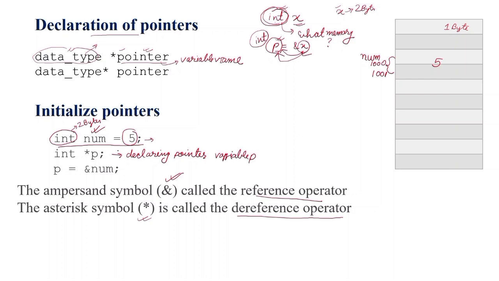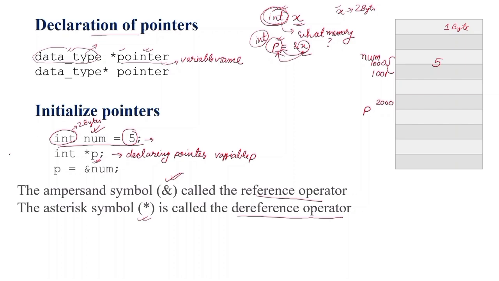Now since p is also a variable, just as num was also a variable, it has a data type and it is stored in memory. So p will also be stored in memory. Why? Because pointer p is a pointer variable, so p is also stored somewhere in the memory. Suppose the address of the memory cell is 2000.